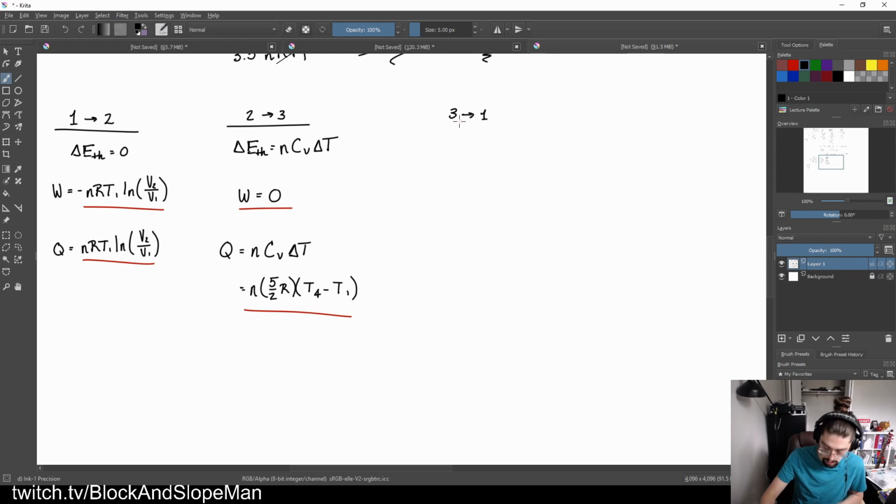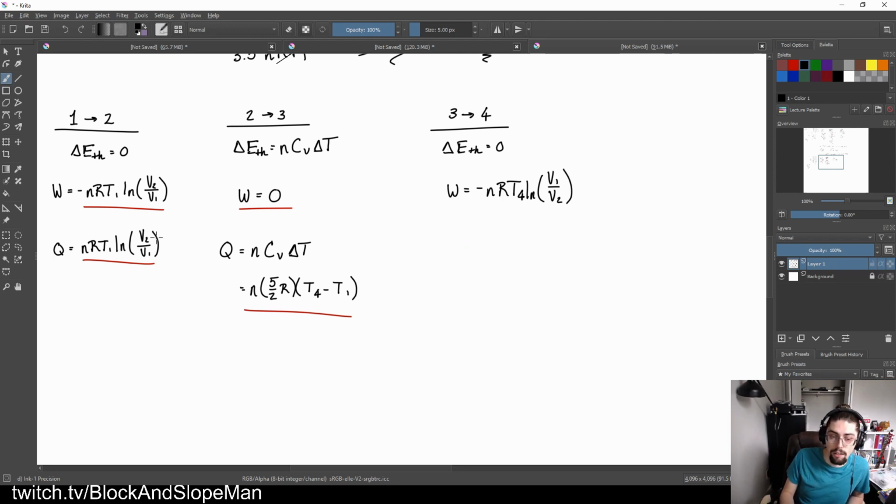3 to 1? Not 3 to 1. We have an extra step, don't we? 3 to 4. We're in another isotherm. Delta E thermal is equal to 0. Work, still negative nRT4. Natural log, we are going to V1 from V2, so it's all flipped.